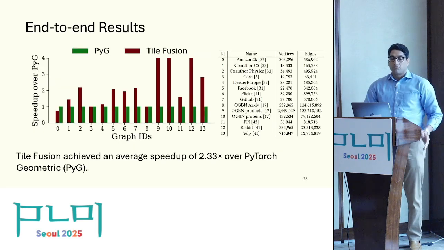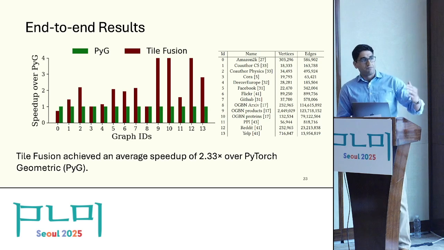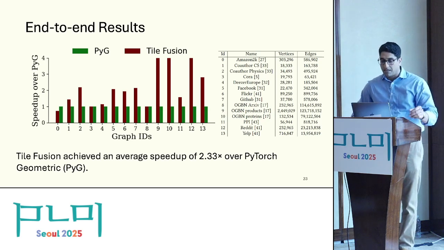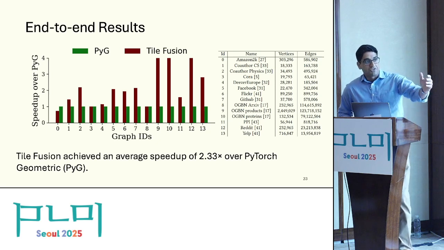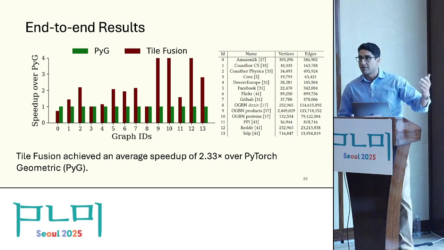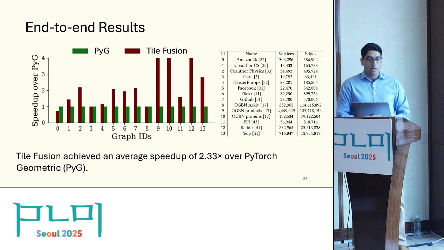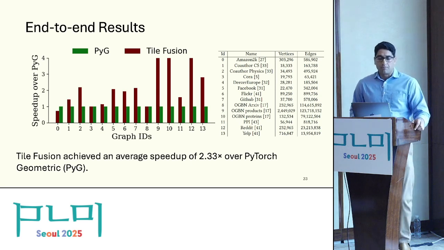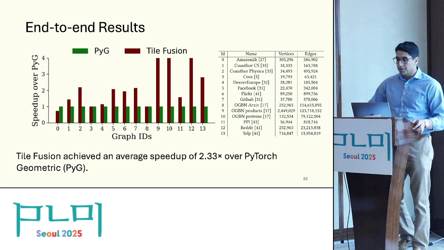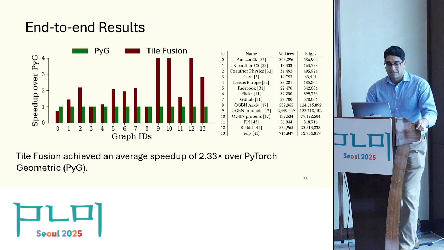The results can be seen in this graph. We have a bunch of graphs which are listed in that table. The x-axis shows the ID, and the y-axis shows the speedup over PyG. We integrated our code into Python to be able to do this comparison. As you can see, in most cases tile fusion performs better than PyG. So that's a very short presentation of this.